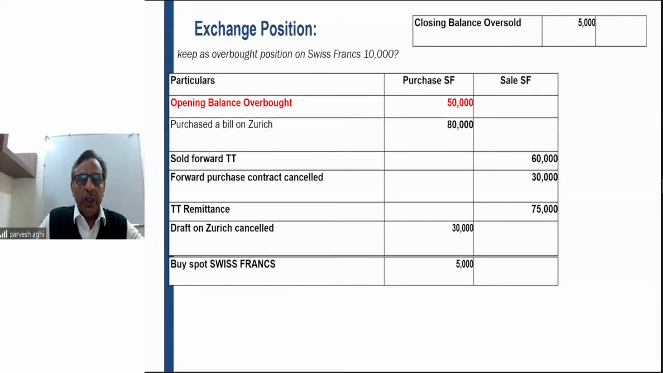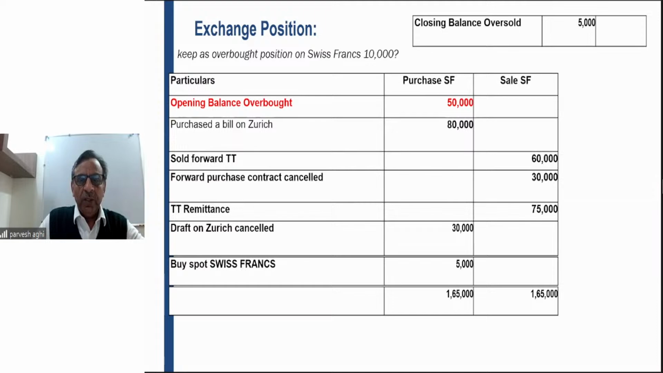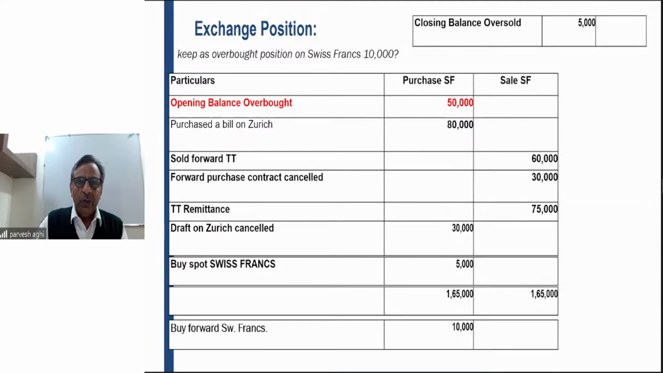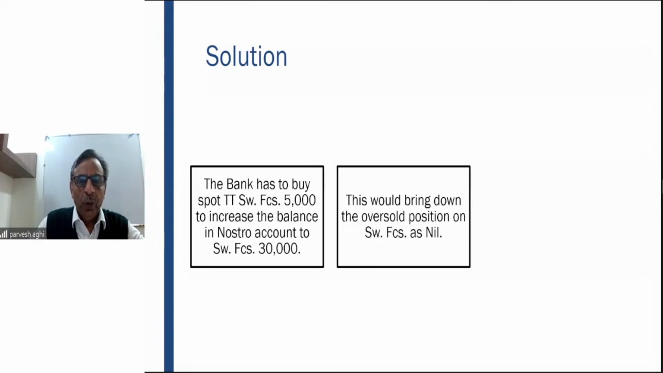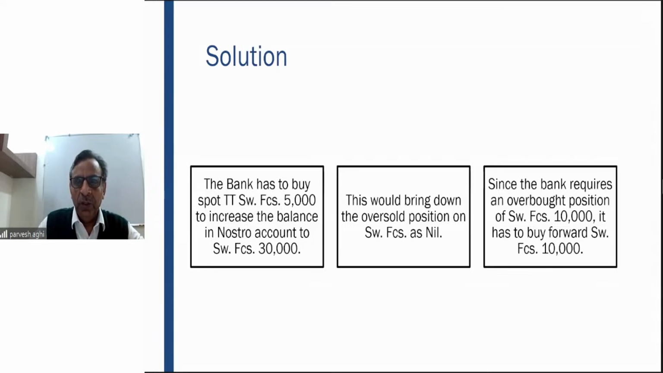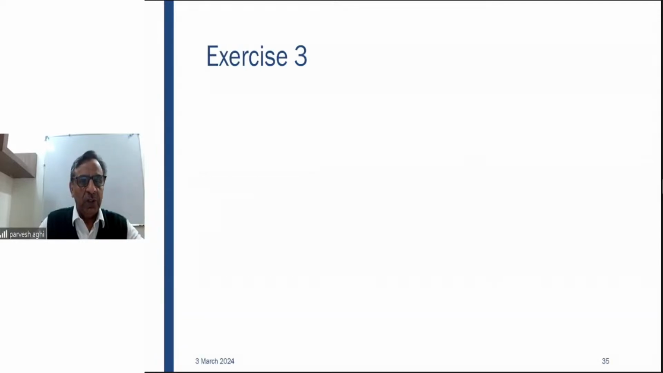But if you go to the exchange position, once you have bought the Swiss francs, your exchange position is exactly telling you, but you want to have a 10,000 overbought situation. So you're going to buy Swiss francs in the forward market on your own account, which will make your balance overbought at 10,000. So the bank has to buy spot TT in Swiss francs to increase the nostro account balance to 30,000 and, at the same time, to bring the oversold position in Swiss francs to nil. This brings the position to nil, but you want the overbought position of 10,000, so you buy Swiss francs in the forward market to make it an overbought situation of 10,000.